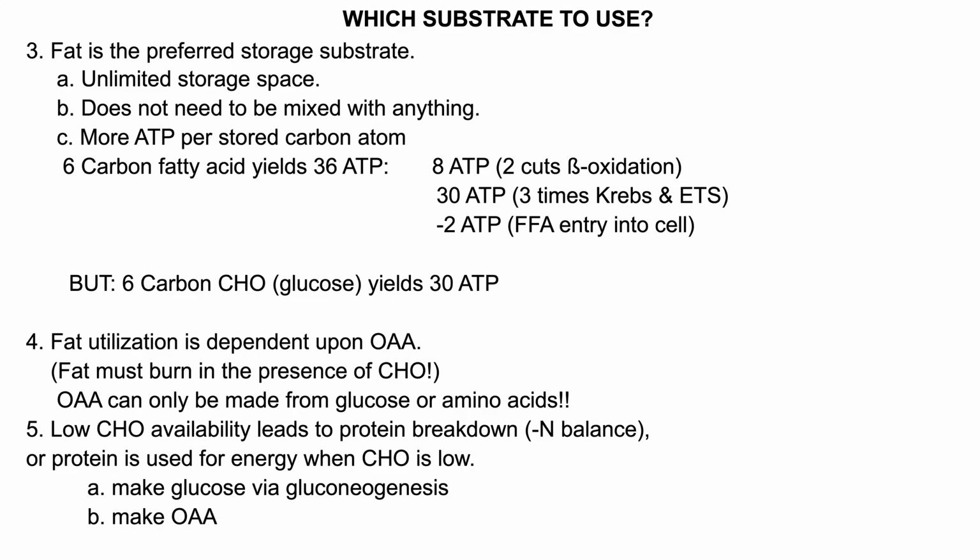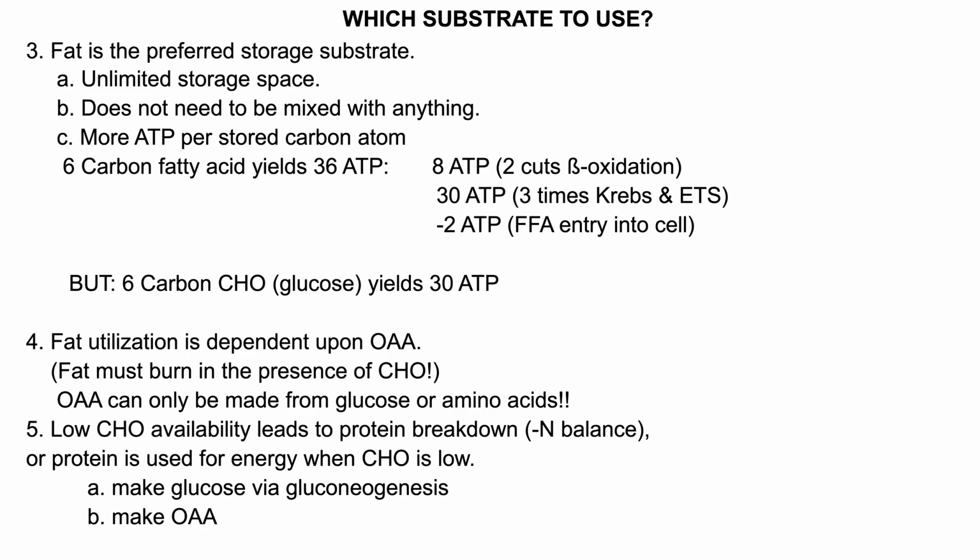Another reason for unlimited storage space is that you get more ATP per stored carbon. If you're looking at a 6-carbon fatty acid, you get about 36 ATP from that. You go through the math right there. Compare that to the 6-carbon carbohydrate, glucose. You yield about 30 ATP. So you get more ATP per carbon length compared to carbohydrate. And usually your fatty acids are much longer than 6 carbons, so it's an even greater amount of ATP. So there's that high-density energy storage substrate that has the ability to store unlimited amounts.